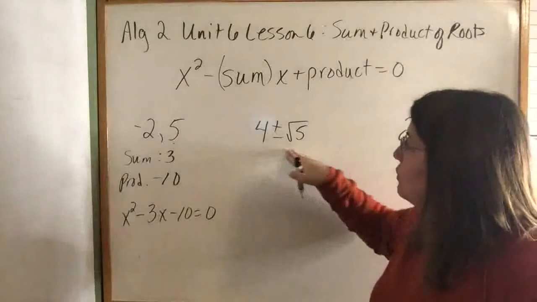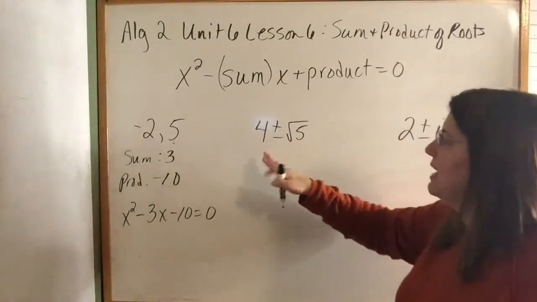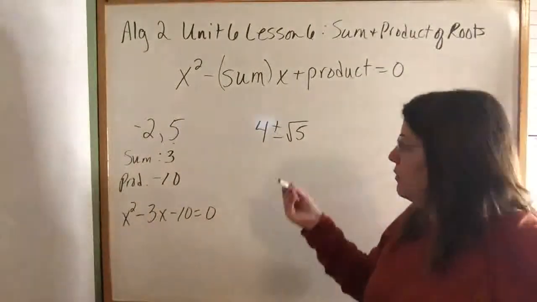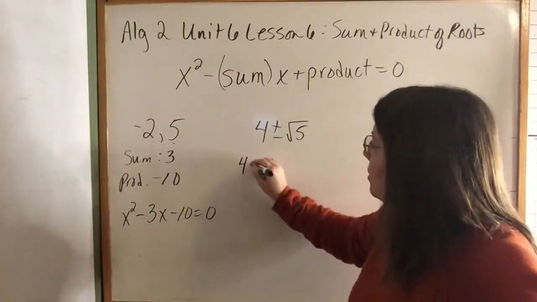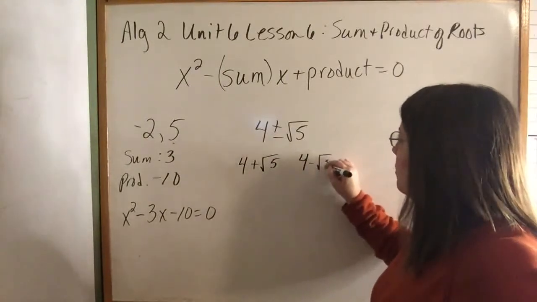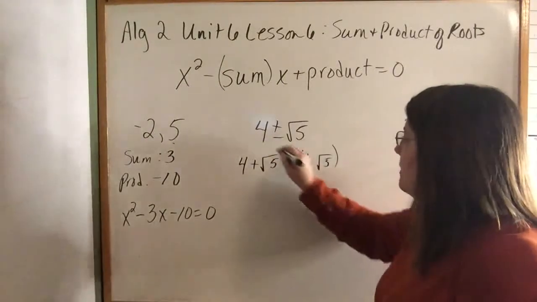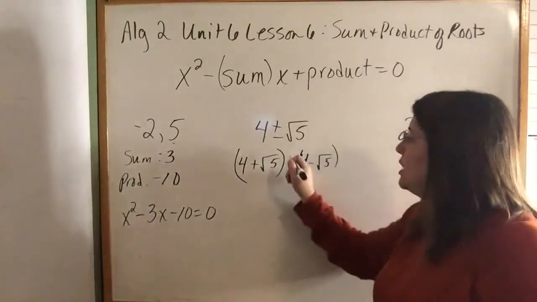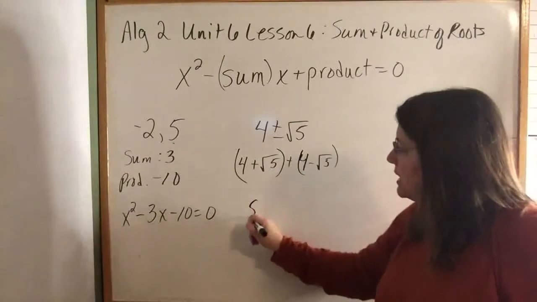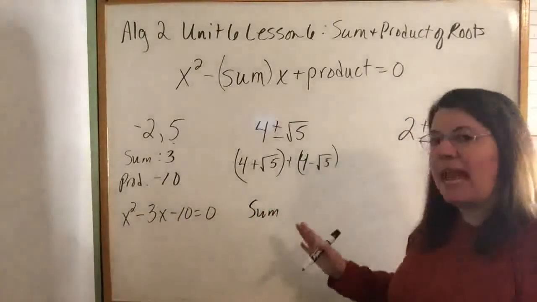Now, these two roots, even though they're listed as 4 plus or minus the square root of 5, are two separate roots. The two roots are 4 plus the square root of 5 and 4 minus the square root of 5. So what I'm going to do is take those and add them together first. If I add those together to get the sum, I just add like terms.